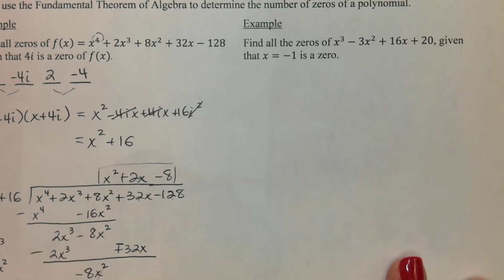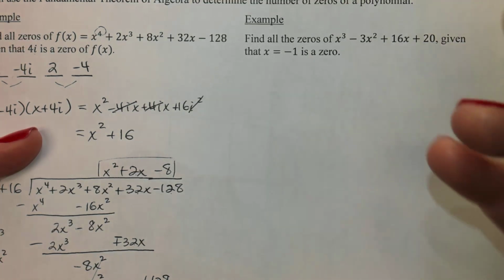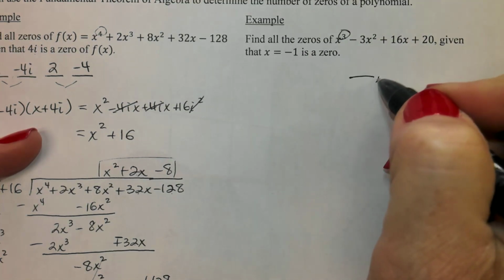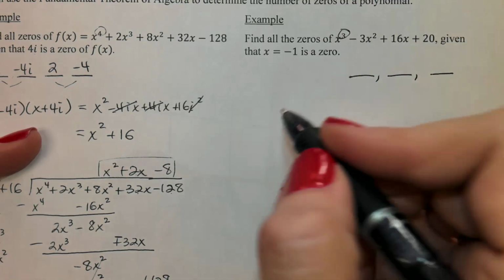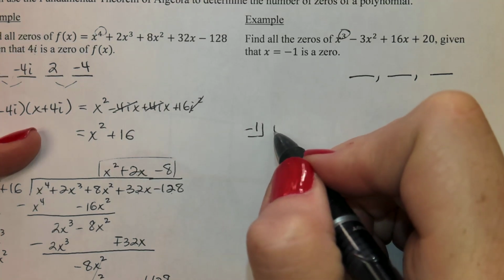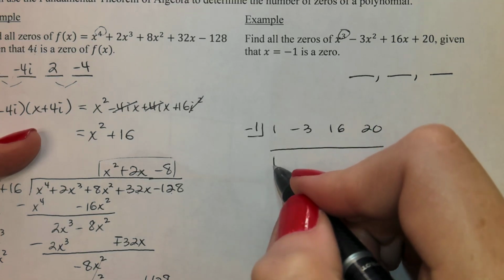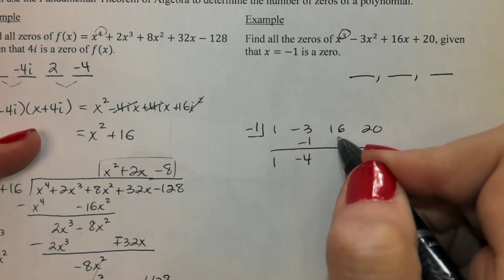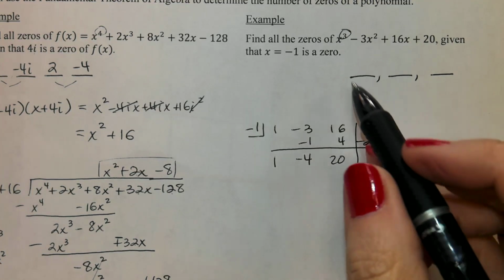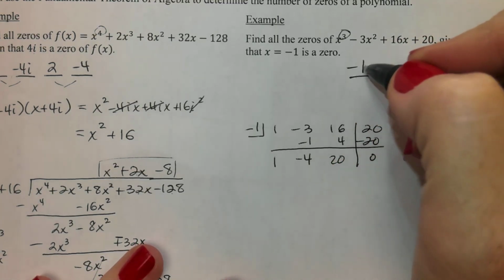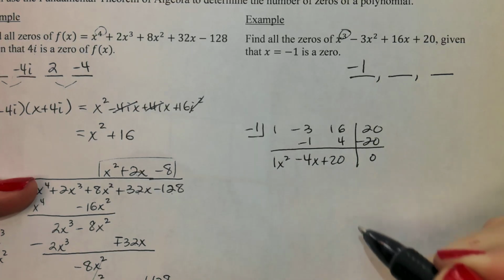Next one, same kind of idea, except this time we're not starting with an imaginary zero, we're starting with a real zero. I have a cubed, that means I have to find 3 of them. And I can synthetically divide a real zero, so I'm going to throw that in the corner. 1, negative 3, 16, and 20. Drop the 1 down, times by negative 1, and repeat. Good thing I got 0 for a remainder, that should happen when I have a zero. So negative 1 was my first zero. We did synthetic and found that I have x squared minus 4x plus 20 left.